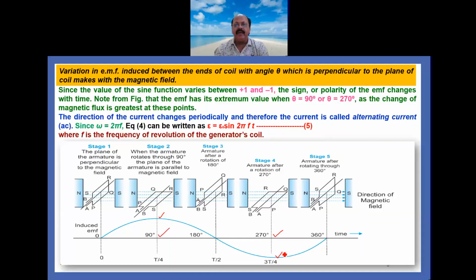Since omega equal to 2 pi f, when you substitute this value in equation number 4, equation 4 becomes E equal to E naught sin of 2 pi f t.